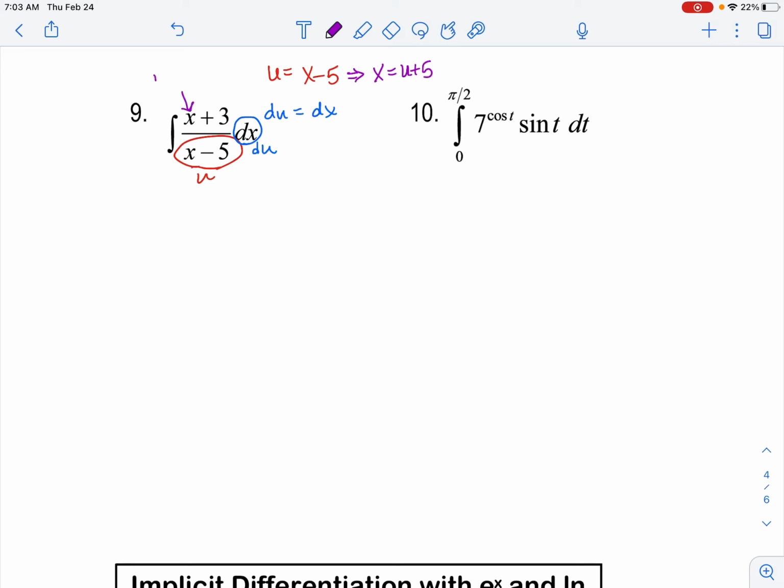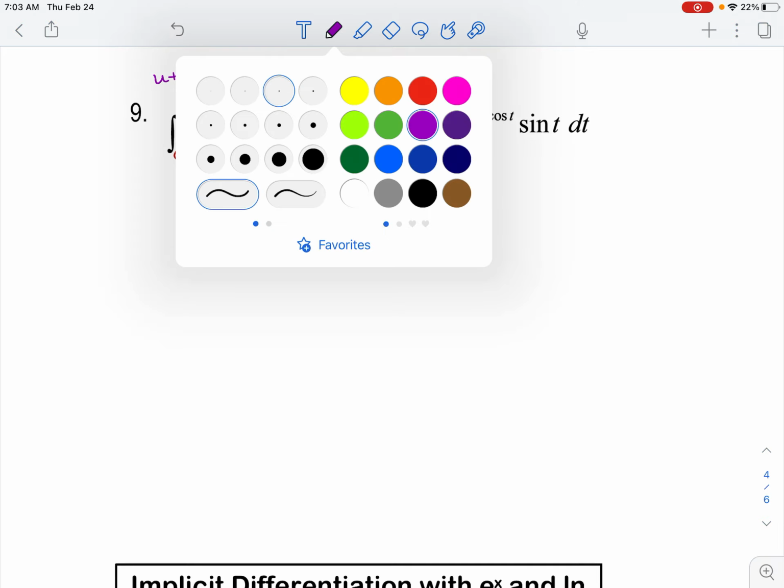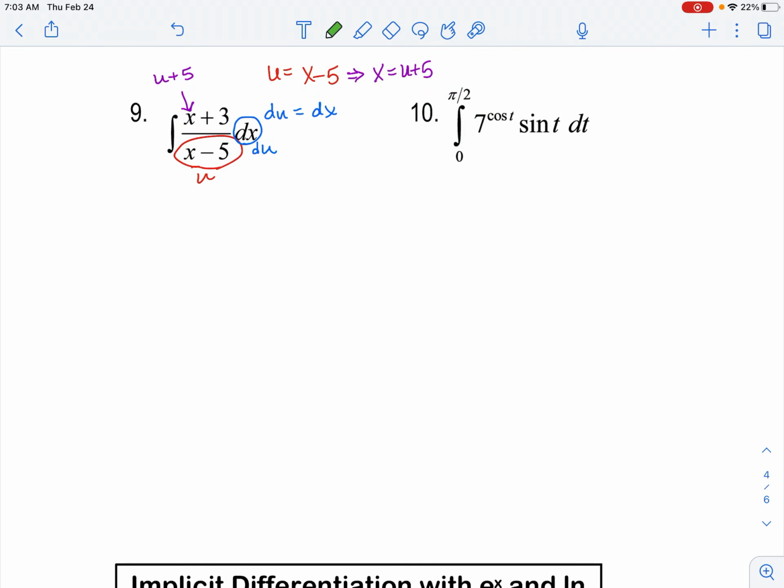And so in place of x, we're going to put u plus 5. And that's u substitution. And so when we rewrite that, we have the integral of (u plus 5 plus 3) over u du. Now this is not quite as easy as the other ones have been, but let's rewrite this. So we have u plus 8 over u du.